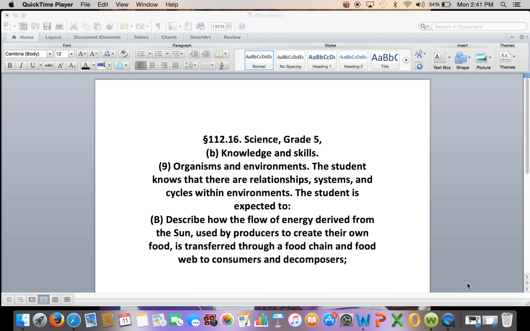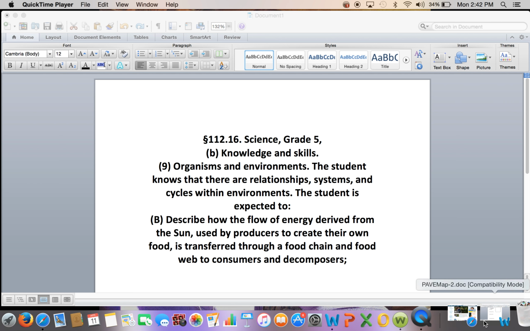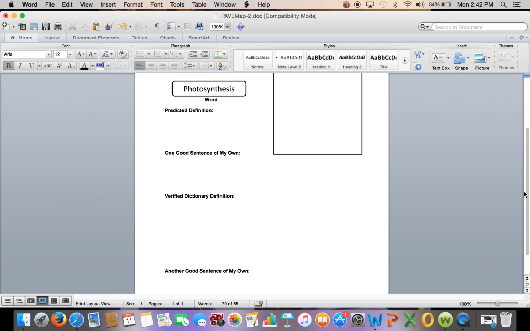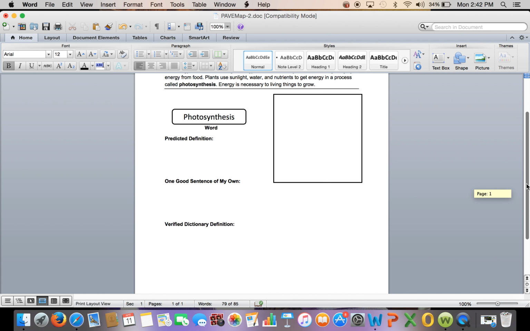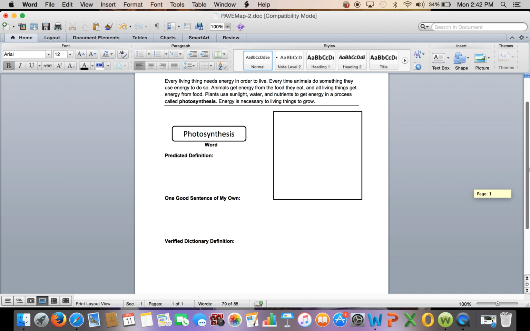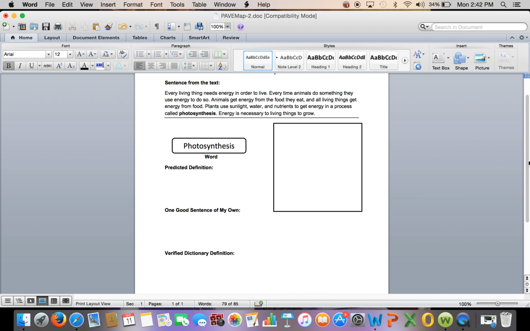it to what they originally thought the meaning of the word was based on context clues from a passage. Through the use of a PAVE map, which looks like this, students can use the PAVE procedure to help them associate meaning with the word through sentences, pictures, and the dictionary definition. PAVE stands for Predict, Associate, Verify, and Evaluate.